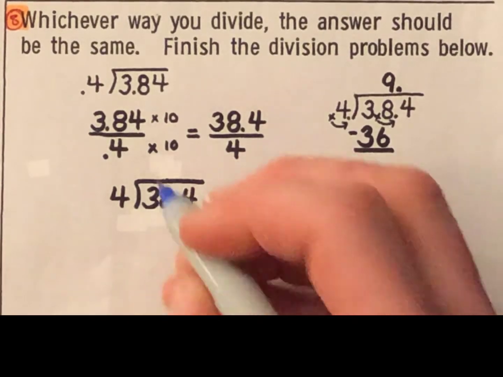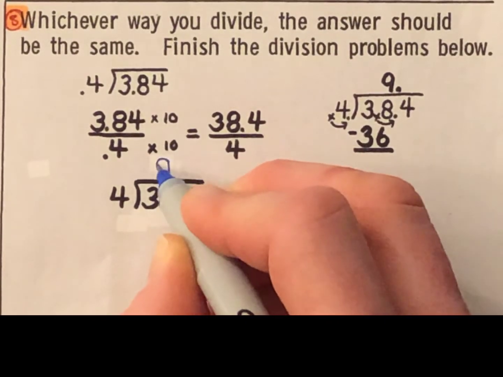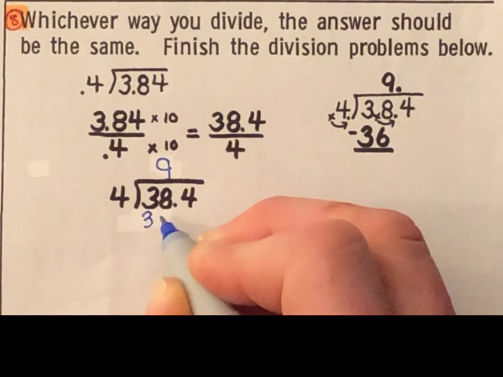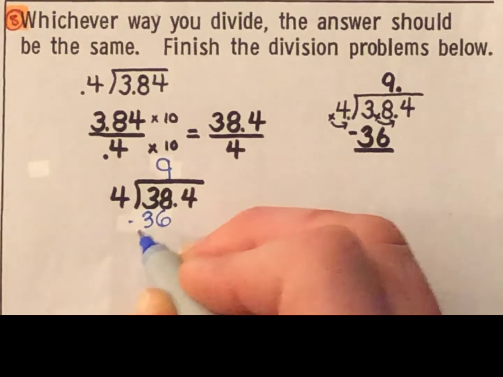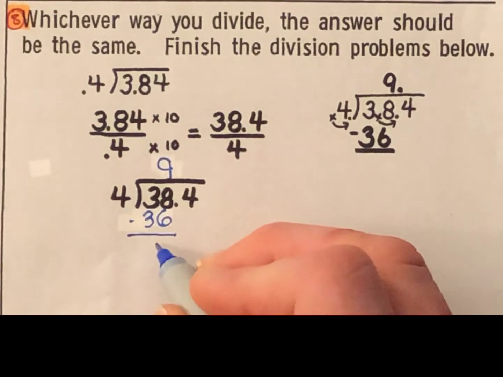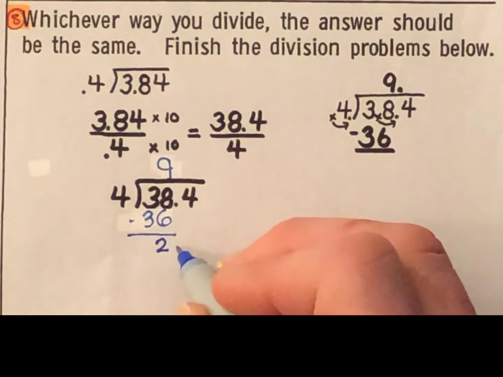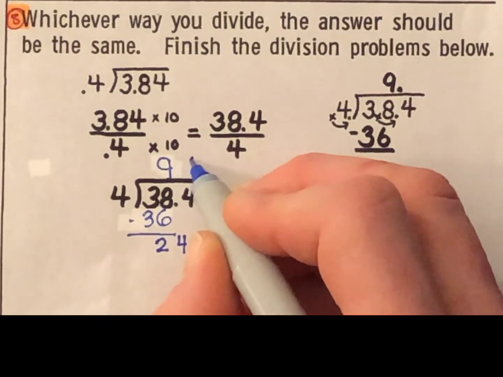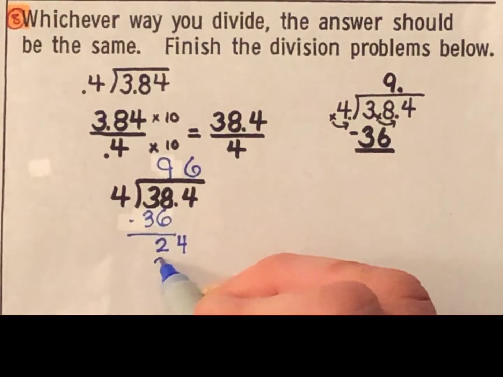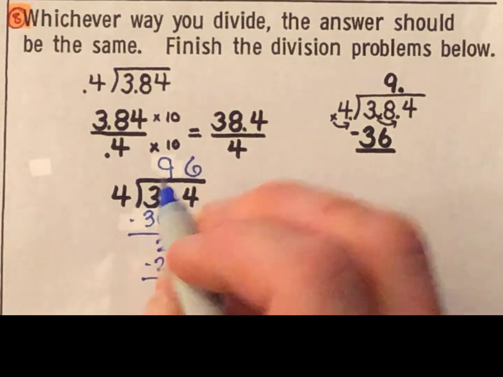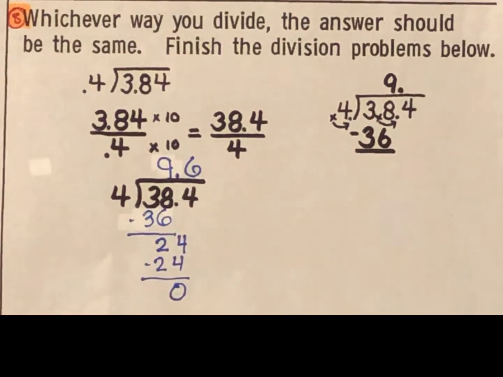4 goes into 38 9 times. 9 times 4 is 36. Subtract 38 minus 36 is 2. Bring down the 4. 4 goes into 24 6 times. 6 times 4 is 24. Bring the decimal up. There we go.